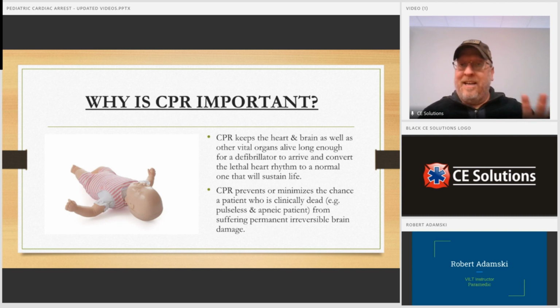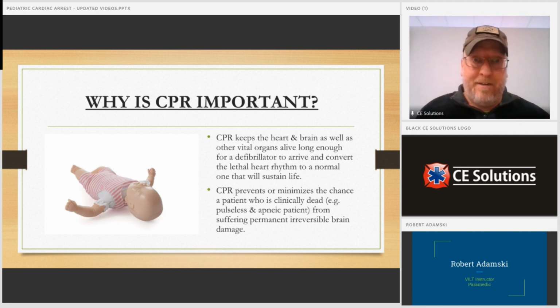So you can see that, since 1933, CPR has evolved, it's been improved, and it's been shown to be the single most important factor that, if done properly, quickly, and effectively, is the number one indicator as to whether a patient who undergoes cardiac arrest will survive or not. That's why CPR is so important.